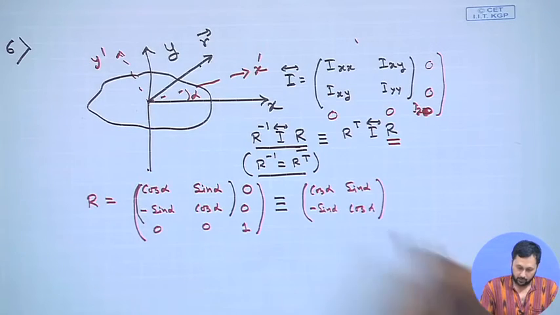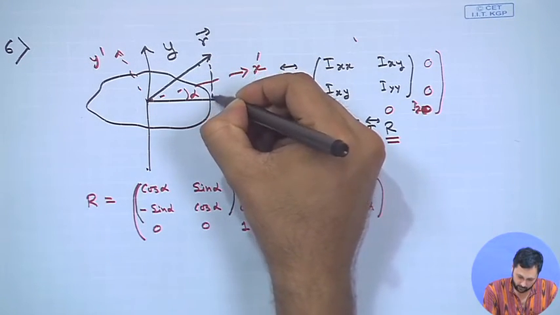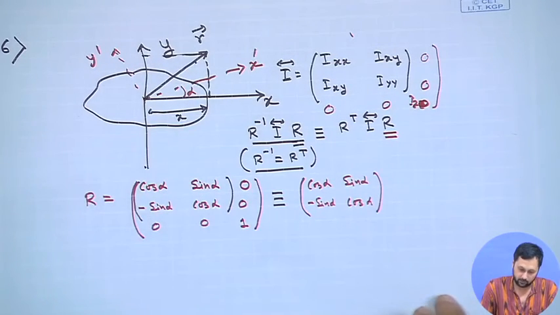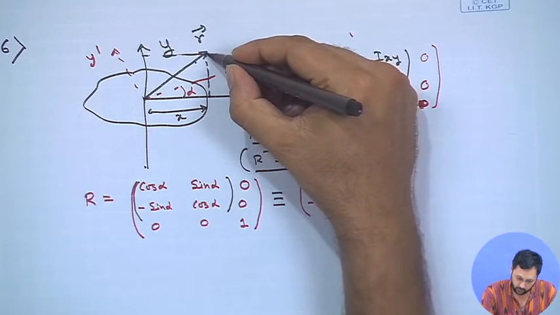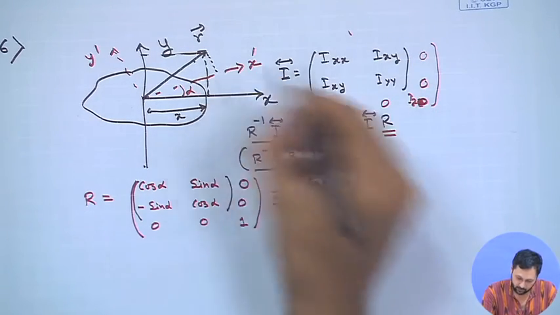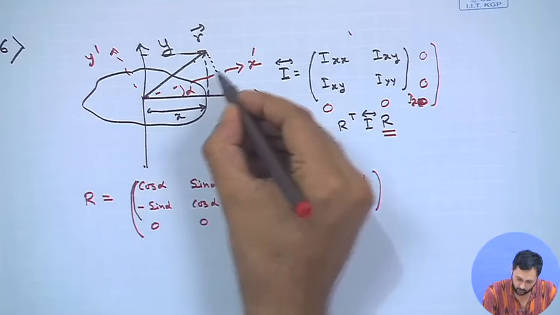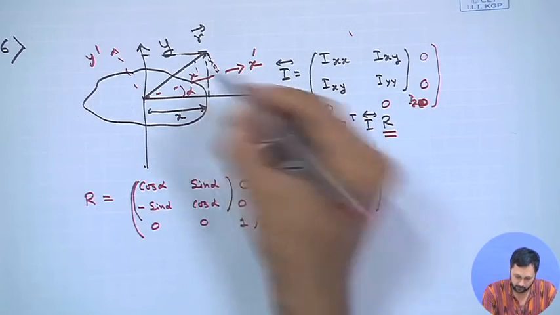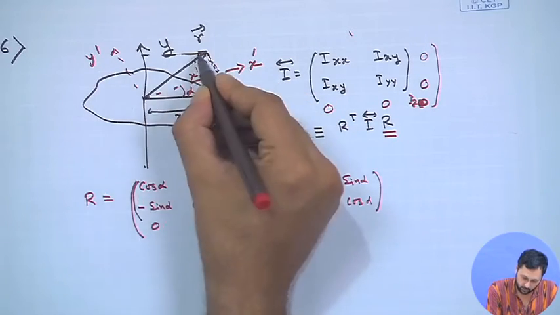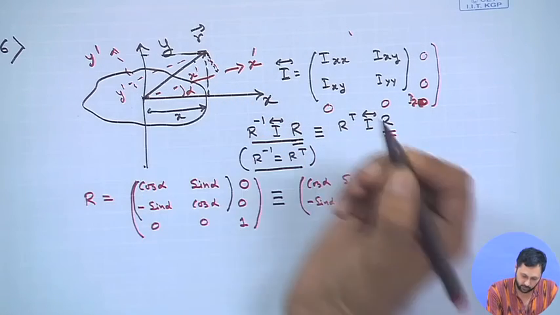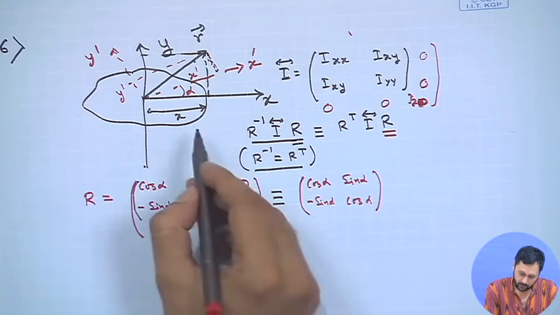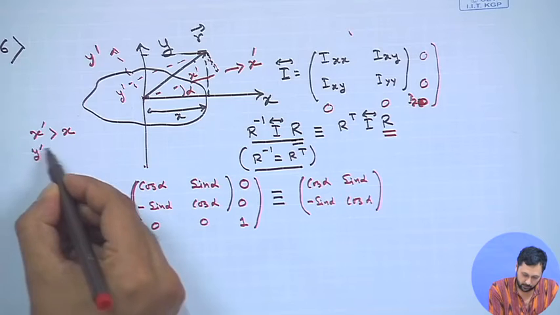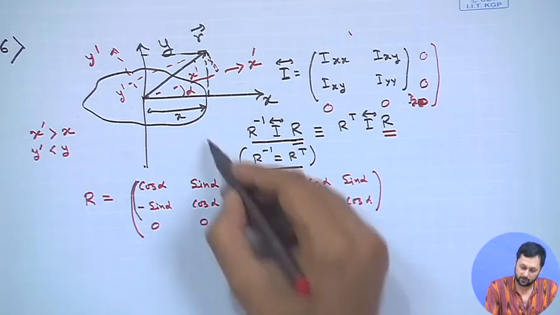Okay. Now, in the new coordinate, so we have a projection which is x, we have a projection in which is y. Now, what happens in the new coordinate system? We have a new projection along the new x axis, which is given by x prime, and we have a new projection along the new y axis, which is given by y prime. Now, please note that x prime is greater than x and y prime is less than y. That is just from the geometry of the problem.